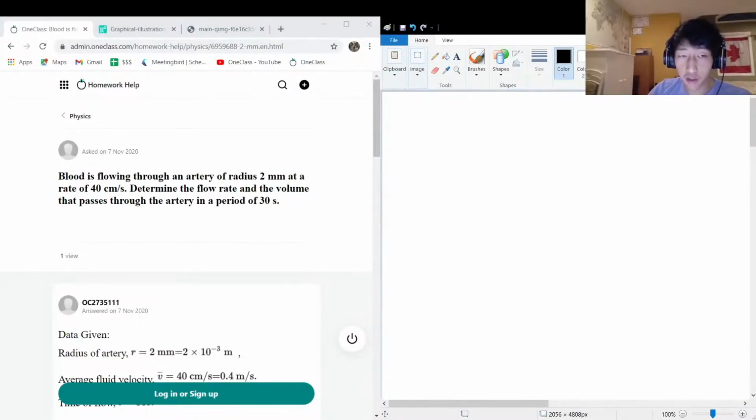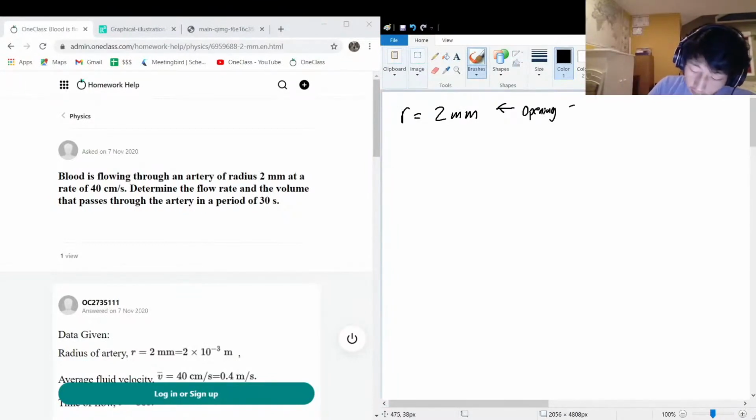Okay, so we have blood flowing through the artery, radius of 2 millimeters. So the radius is 2 millimeters, and this is kind of like the opening that the fluid is flowing through.